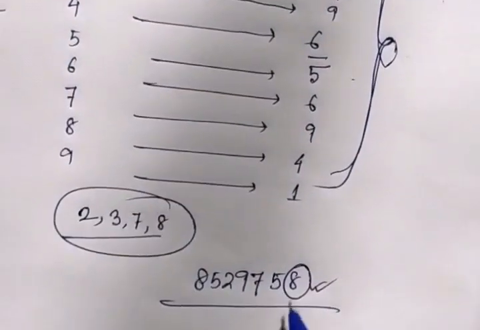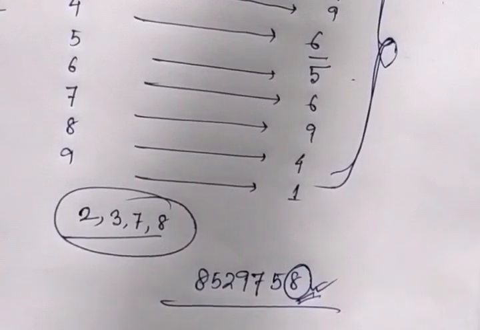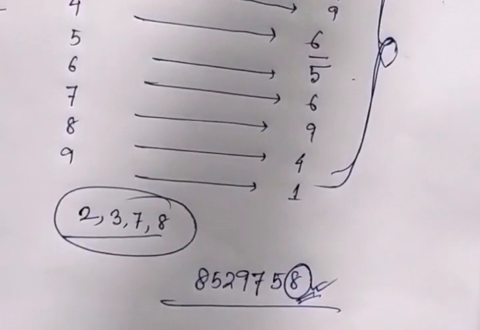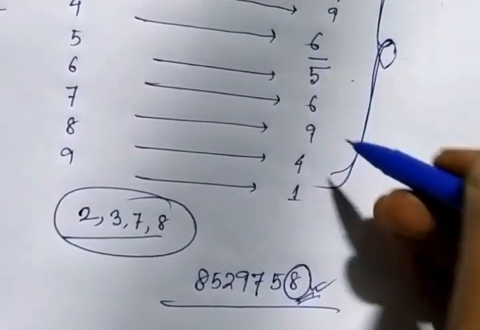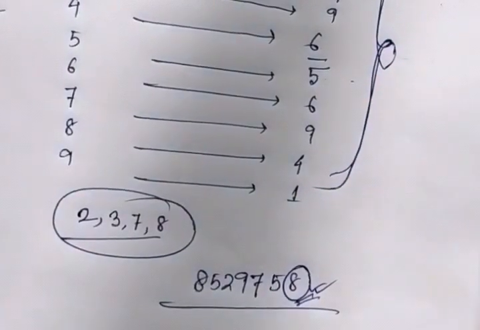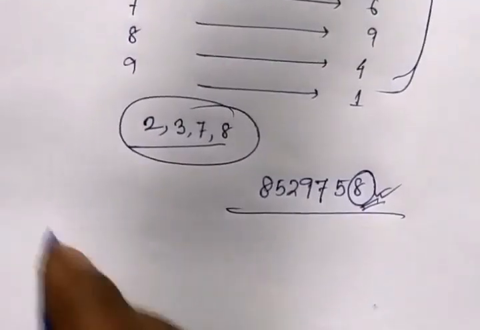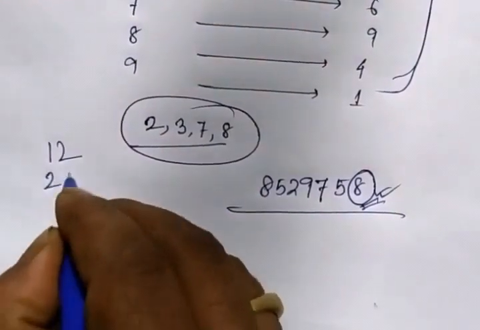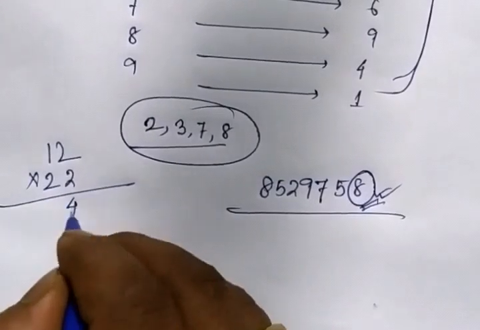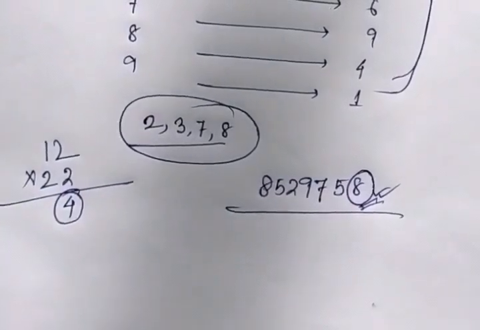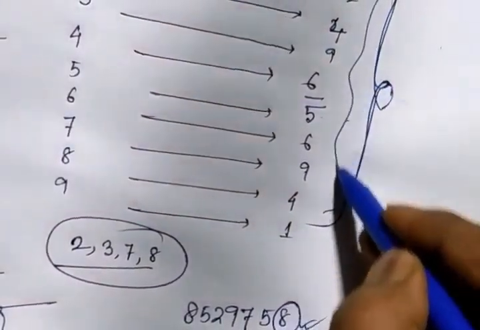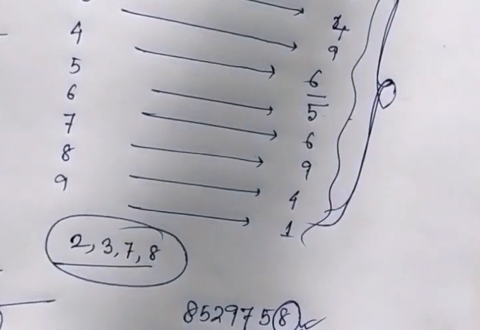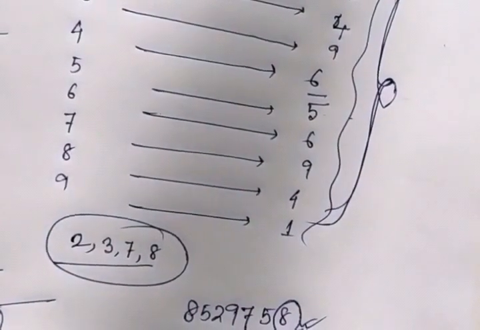But it must be kept in mind that if the last digit is one of 0, 1, 4, 9, 6, 5, then it may or may not be a perfect square number. For example, 12 into 22 has last digit 4, but the result is not a perfect square number. So if the last digit of a number is one of these, then it may or may not be a perfect square number.